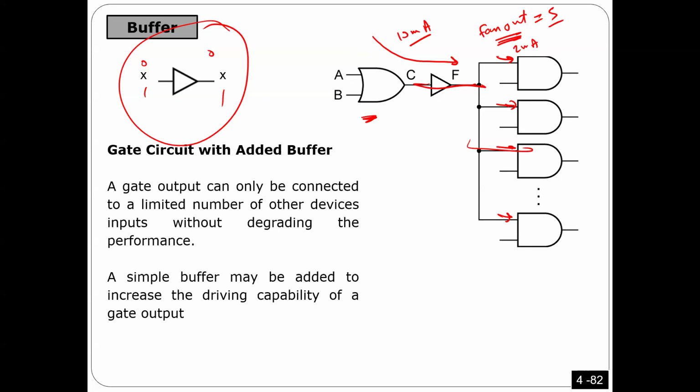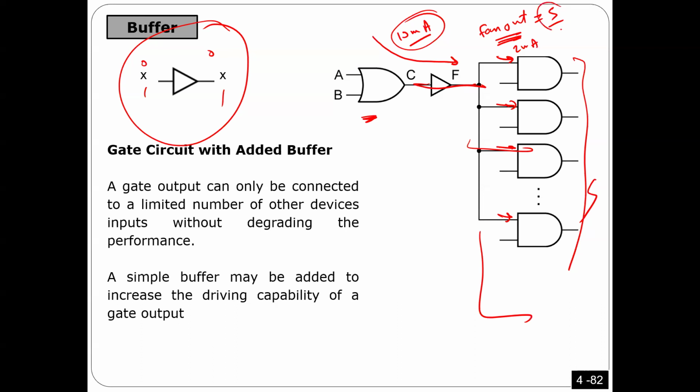Let me ask you a question. How many gates can I connect here? No more than 5. Makes sense? Because the maximum here is 10 milliampere. That's what we call fan out. Information like this you can find in the data sheet of the gates. So now the question is, what if I want to connect more than 5?